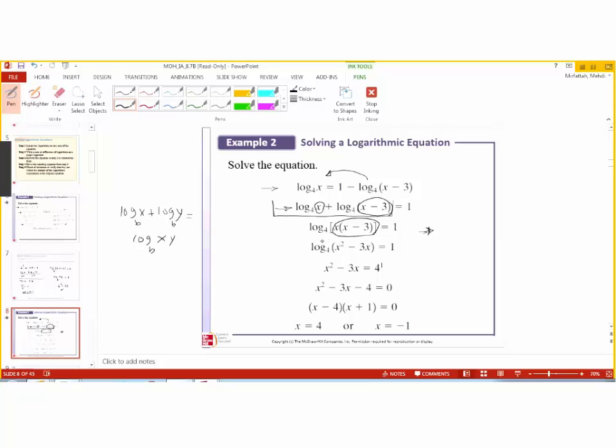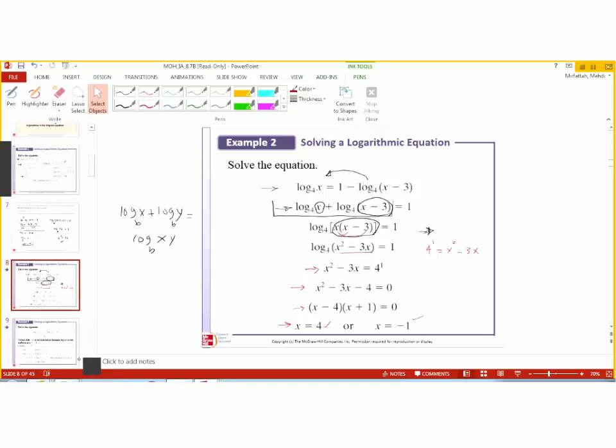It would be, we can of course distribute this first. Distribute it to this point, and then get 4 to the power of 1 equal to the argument here. That's why we get x squared minus 3x equal to 4. Move everything to one side of the equation. Then we can factor this and we find x equal to 4 and x equal to minus 1.